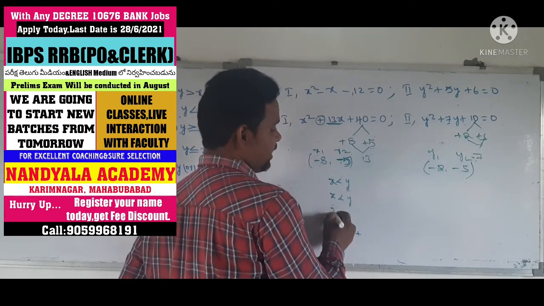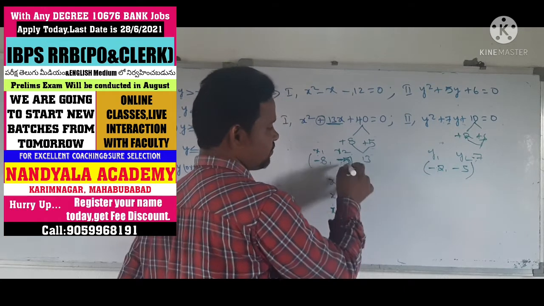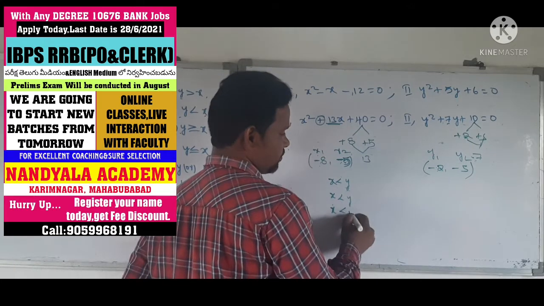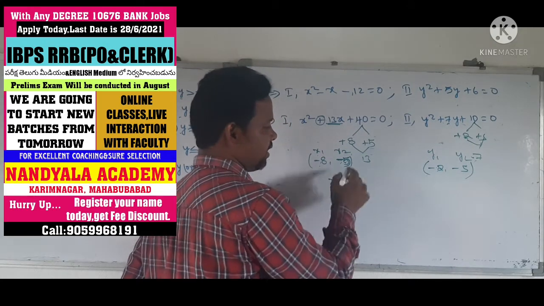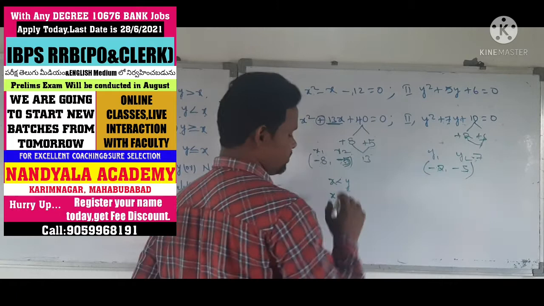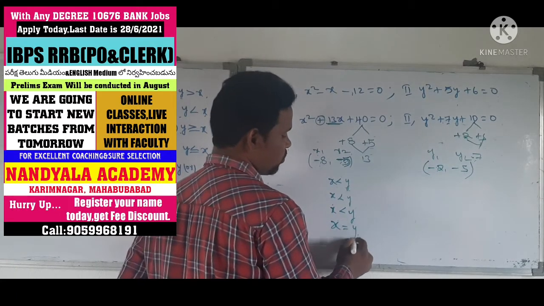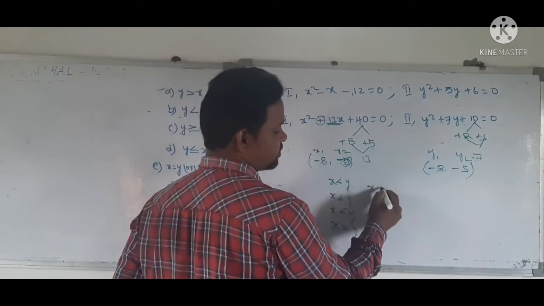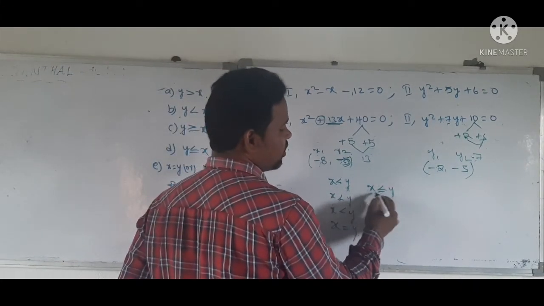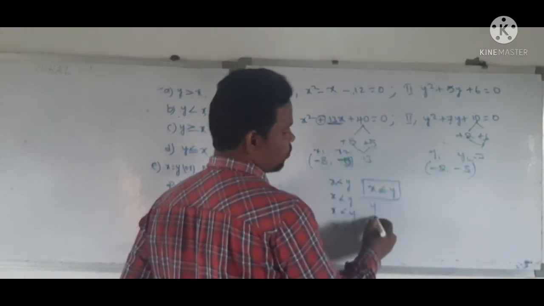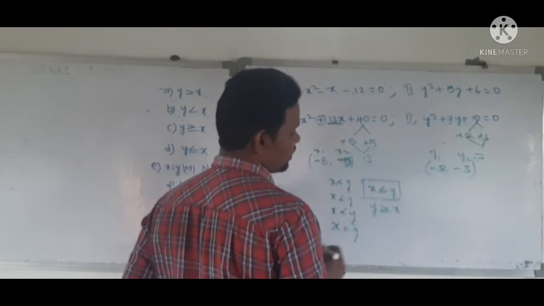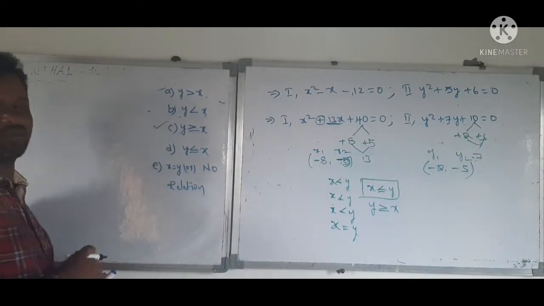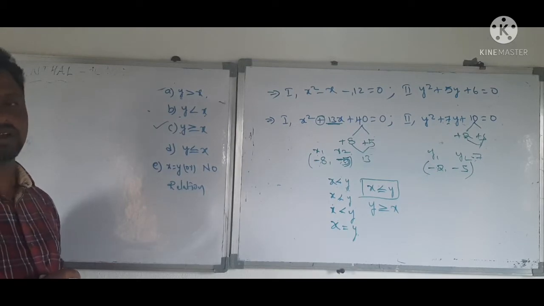That's why x is less than y. Then again minus 5 and minus 5 is there. X is equal to y. It means less than or equal. It means our answer is x is less than or equal to y, or y is greater than or equal to x. It means what is our answer? Option C is our answer. Okay guys? Option C is our answer.